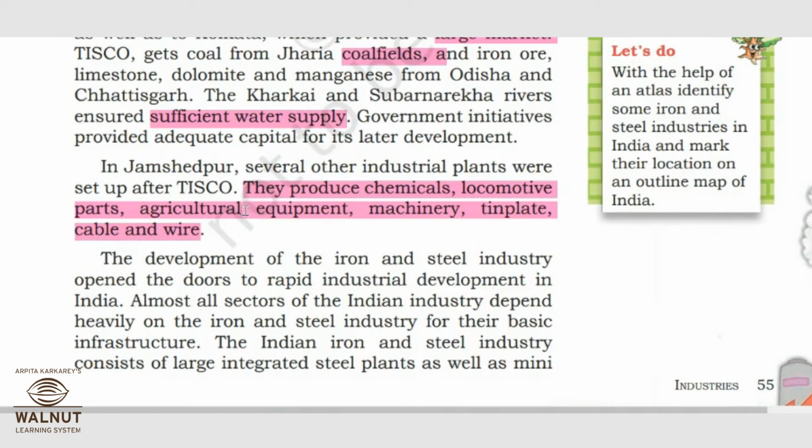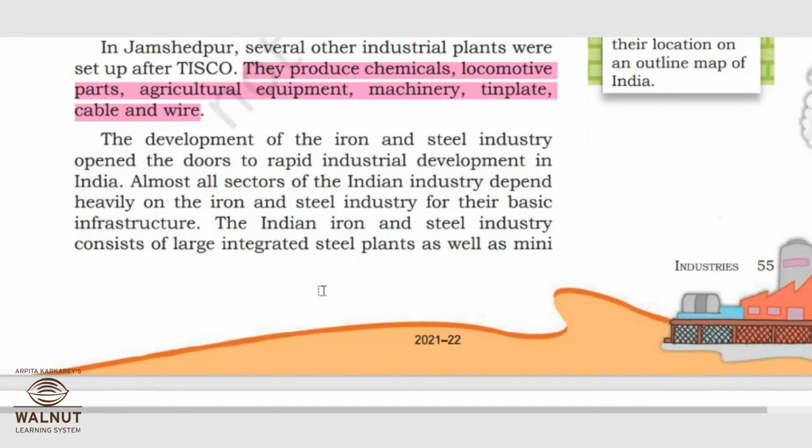So if these industries are nearby TISCO, it is reducing the production cost for them, because they are not spending a lot of money going and buying the raw material from the market. It is easily available nearby, so the amount of money they spend on this is going to be less. The transport cost is going to be saved. Excellent. So this is how you pick up relevant points. The development of the iron and steel industry opened doors for rapid industrial development in India.